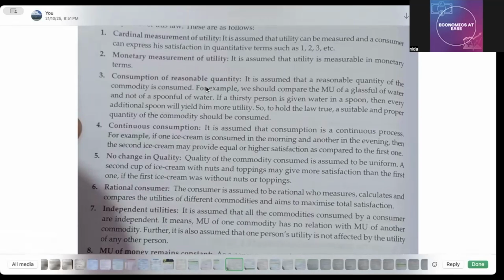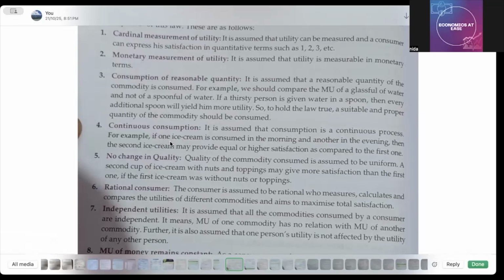For example, if someone eats 100 chocolates at once, the law will not work properly because it's an unrealistic situation. So the law requires a suitable and proper quantity of the commodity to be consumed. Then continuous consumption. The most important assumption is that the goods should be consumed one after another without long breaks. You cannot give a gap.